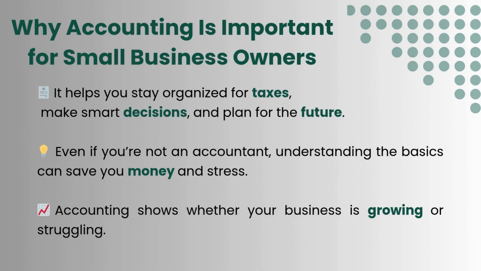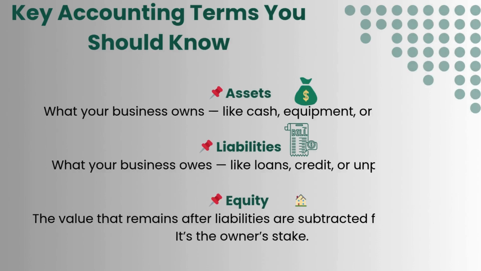What are the key accounting terms that you should know? Number one, you have assets. Assets are simply what the business owns. For example, you have cash, we have equipment, we have inventory. Number two, we have liabilities. These are simply what your business owes to someone. For example, we have loans, we have credits, we have unpaid bills.